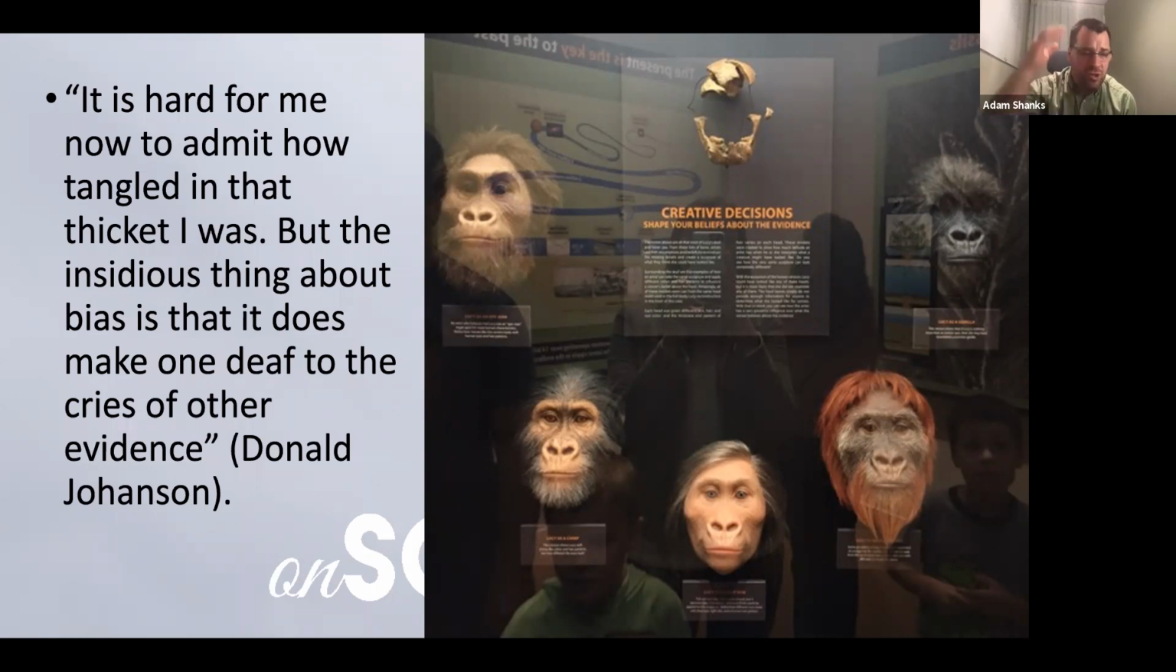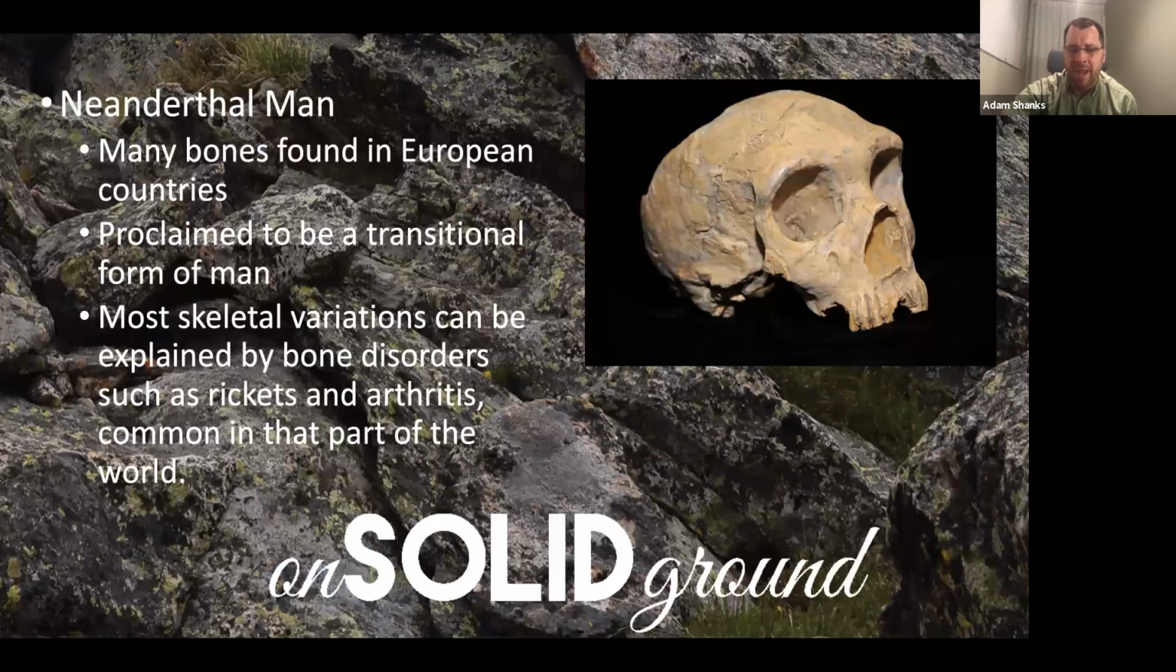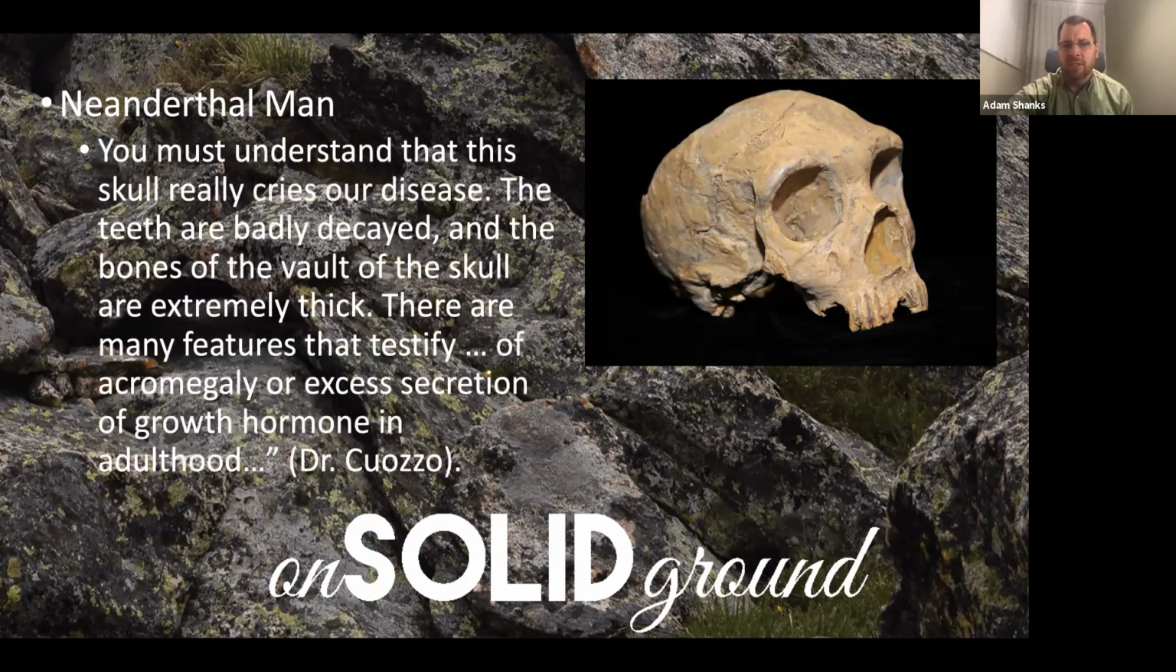And so you have to, unfortunately, do the hard job of dissuading them from what they want to believe before you can persuade them of what they should believe. And that becomes a very, sometimes, difficult process. Neanderthal man is explained very easily by men and women who had rickets and arthritis and other bone diseases. We see the same changes in our modern skulls today when somebody has an advanced form of certain diseases.